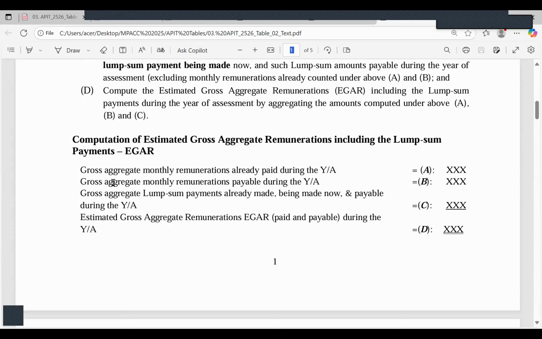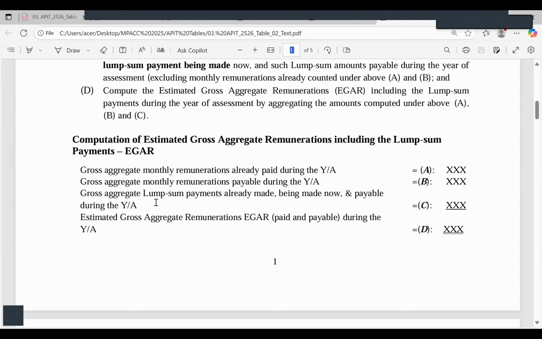Then gross aggregate monthly remuneration payable during the year. Paid and payable. So means altogether gross aggregate monthly remuneration for the year of assessment. එහෙම කිව්වත් හරිනේ. දැනටමත් හම්බුනේවා ලැබිය යුතු ඒවා. දෙකම ගත්තාම year of assessment එකේ එකතුව.